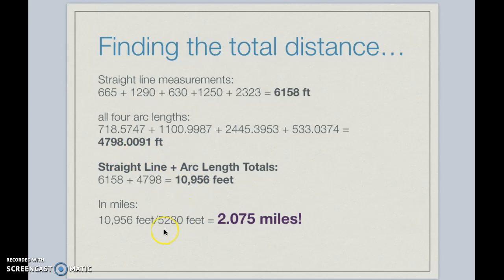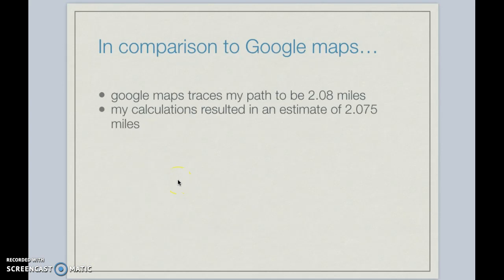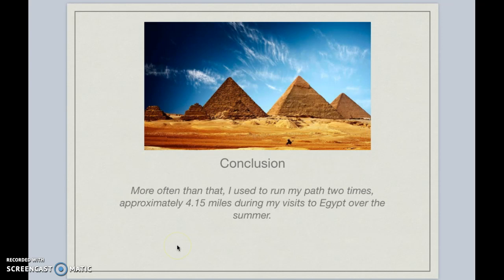I converted that to miles by dividing it by 5,280 feet, and then it gave me an approximate 2.075 miles. In comparison, Google Maps traces my path to be about 2.08 miles, and my calculations as shown in the previous slide resulted in an estimate of 2.075 miles. So in conclusion, I used to run my path 2 times, approximately 4.15 miles, during my visits to Egypt over the summer.